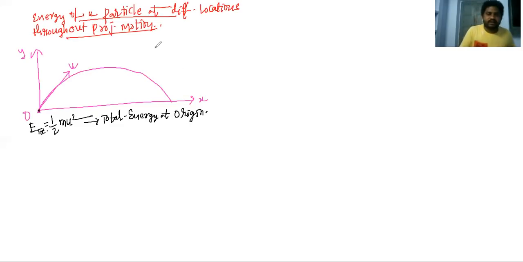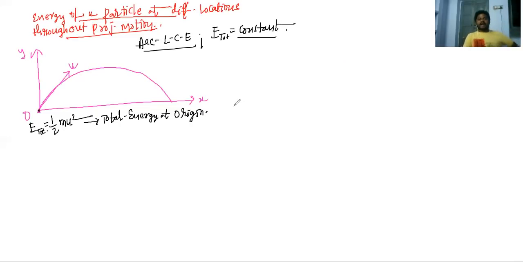One important thing you should understand: according to the law of conservation of energy, total energy always remains constant. There won't be any loss or gain of energy. At any point, at this point and at this point, the total energy remains constant. So my question is, this is the maximum height, so this is h max.